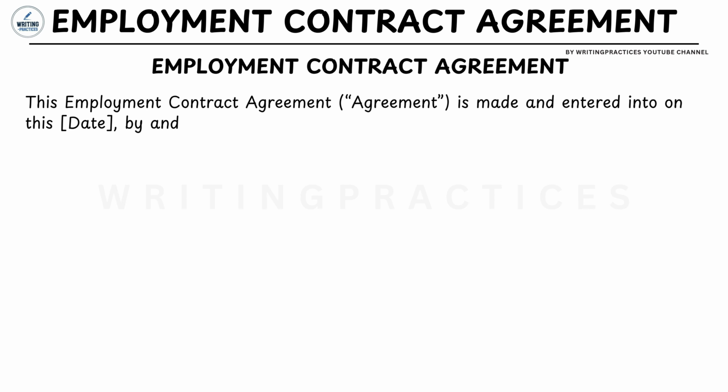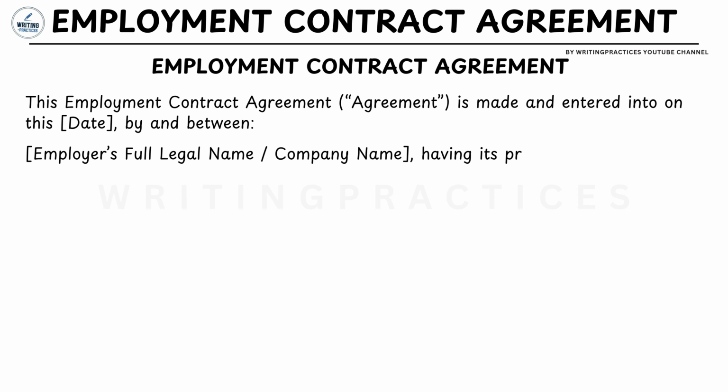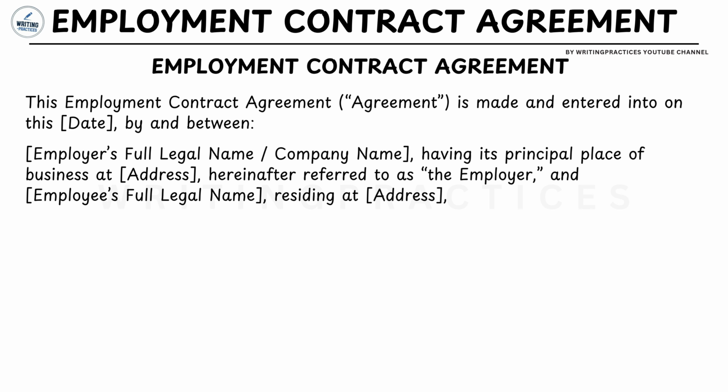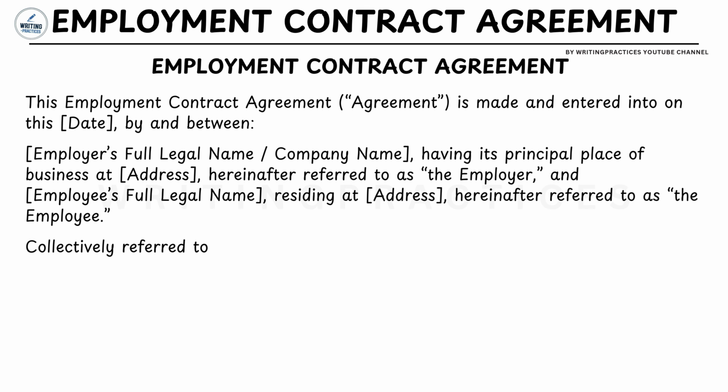Opening statement and identification of the parties. This employment contract agreement is made and entered into on this date, by and between employer's full legal name, company name, having its principal place of business at address, hereinafter referred to as the employer, and employee's full legal name, residing at address, hereinafter referred to as the employee, collectively referred to as the parties. In this part, you need to include the date and clearly identify both the employer and the employee using full legal names and addresses. This is very important because it legally defines who is bound by the contract. Without proper identification, the agreement may not be enforceable.